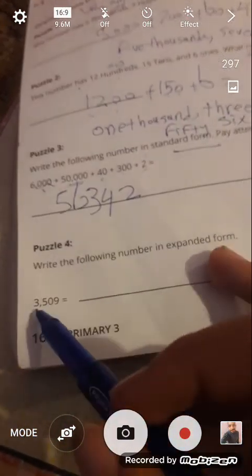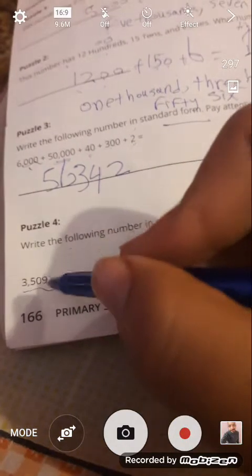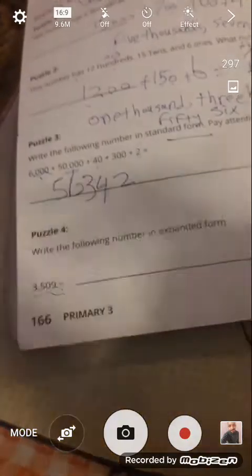Puzzle number 4, write the following number in the expanded form. You remember your expanded form, where I will write the numbers with its zeros. We had a magical way to solve it, okay? We say 9, there is no number before 9, so 9 will remain 9 as the same, and we will make plus. 0 remains 0. We can write it or we can't write it, okay? It's the same.